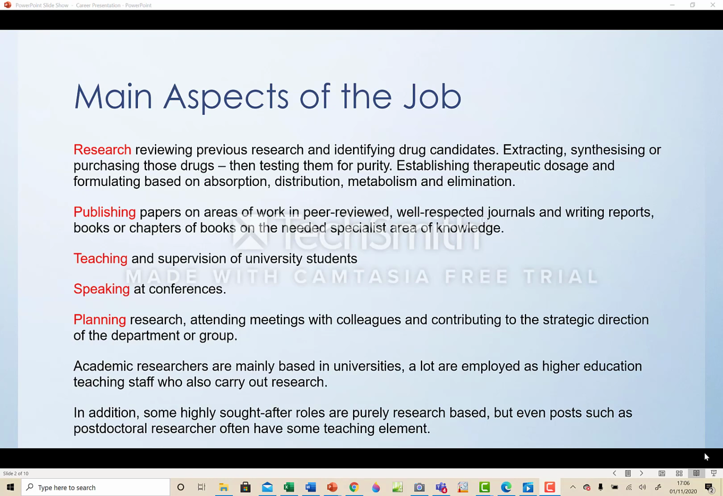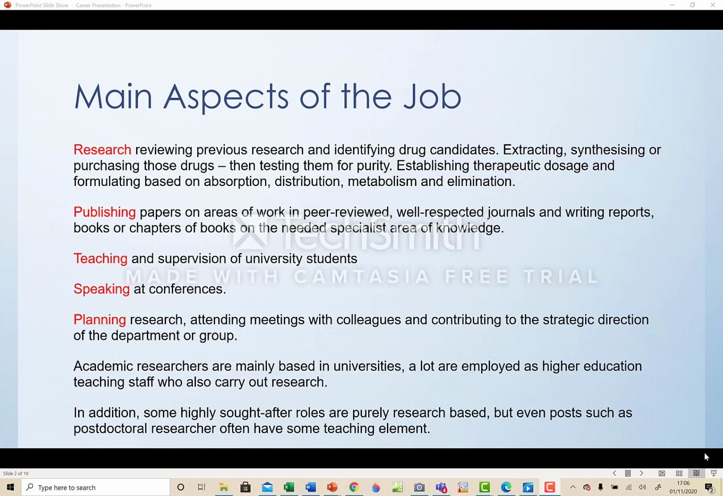Well, the main aspect is research, which involves initially reviewing all the previous research done by other people and using that to identify possible drugs to solve a problem. Once you've identified the drugs, you then need to obtain the drug, and normally this can be done by either purchasing the drug from a supplier, or by extracting it from nature, or by synthesizing it in a laboratory.